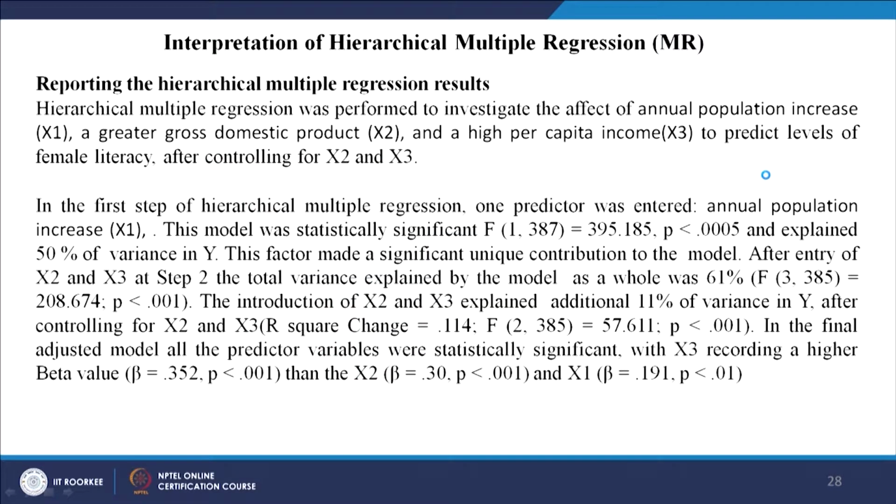Now, how do you write? Hierarchical multiple regression was performed to investigate the effect of annual population increase, a greater gross domestic product and a higher per capita income to predict the levels of female literacy after controlling for x2 and x3.